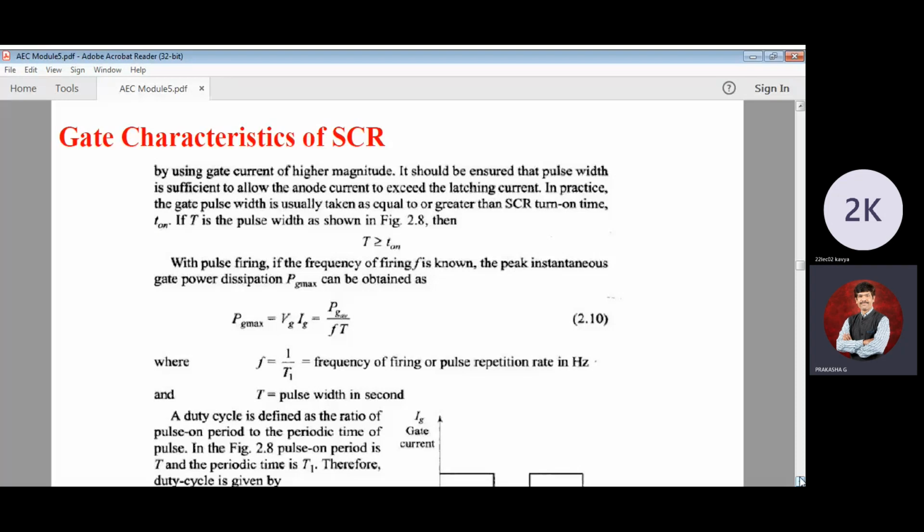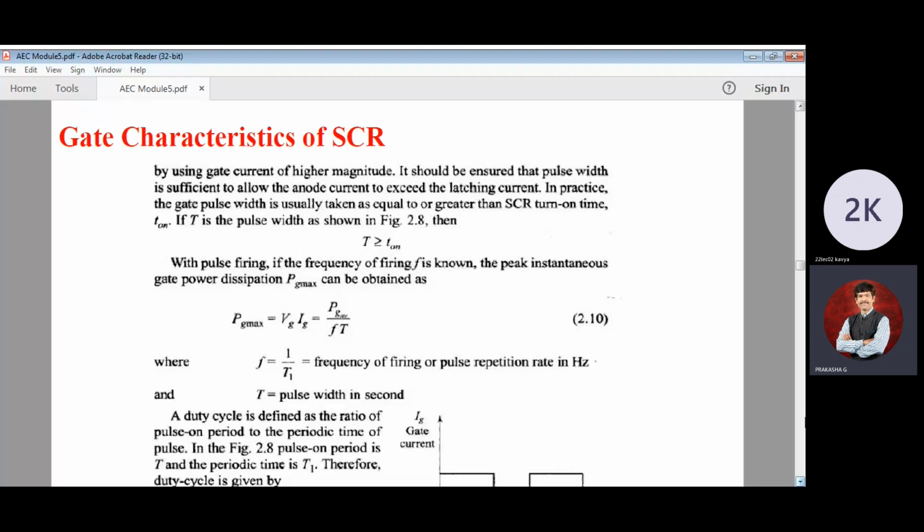You should give the proper gate current in such a way that the anode current is greater than the latching current. The gate current must be set correctly so that your thyristor conducts. If you don't set the gate current properly, your current will not flow. It will not be forward biased, and you are not going to get the gate current.